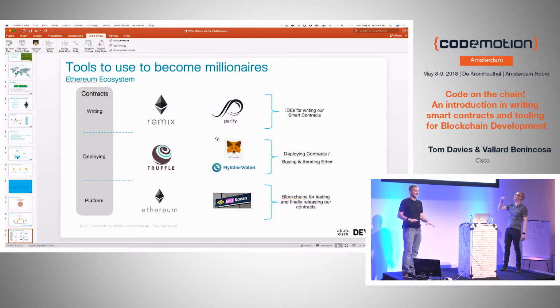Yeah. Then there's deployment options too. So you could deploy using something like Truffle. I like Truffle a lot. That's basically a command line deployment tool, and we'll show you that in what we're going to show you today. And then there's things like MyEtherWallet and MetaMask.